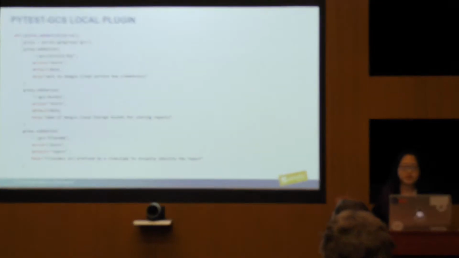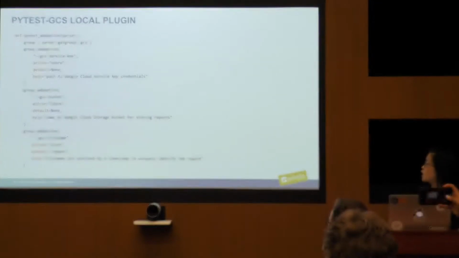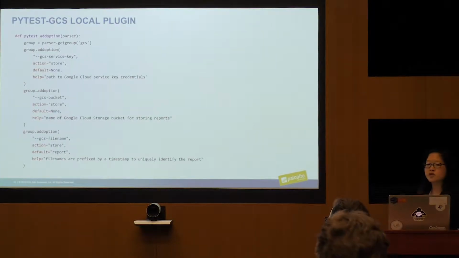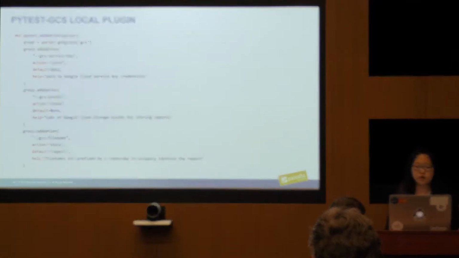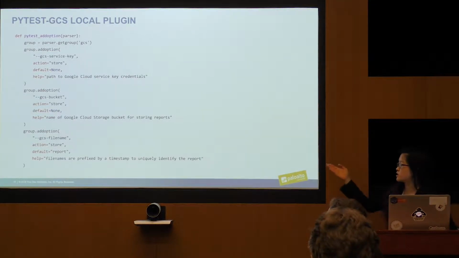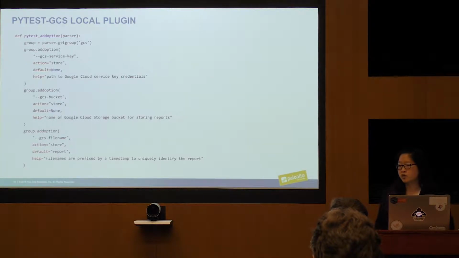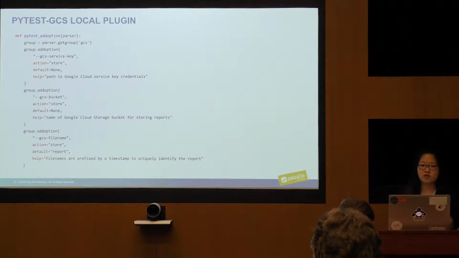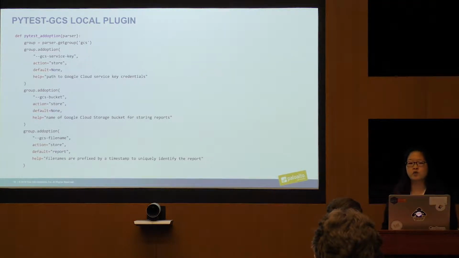I don't know if you can read this in the back, but it's just creating all the command line options. The first option is to supply the service key for the Google Cloud credentials so that you'll be authenticated to your account. The next option is the GCS bucket name, so that you know which bucket you want to store your reports in. This would be similar if you were using AWS, you would use your AWS bucket or any other cloud storage where you would want to upload your reports. And then finally, I've created an option for you to specify the file name for your report.